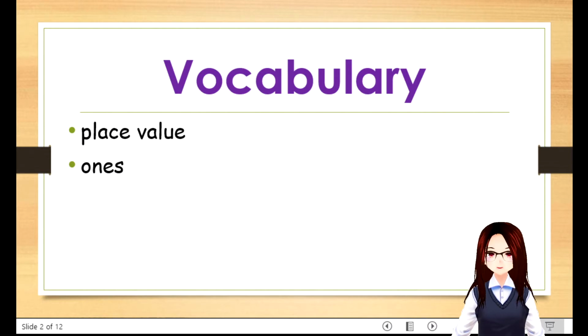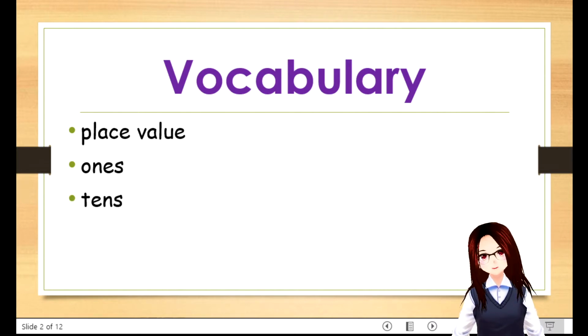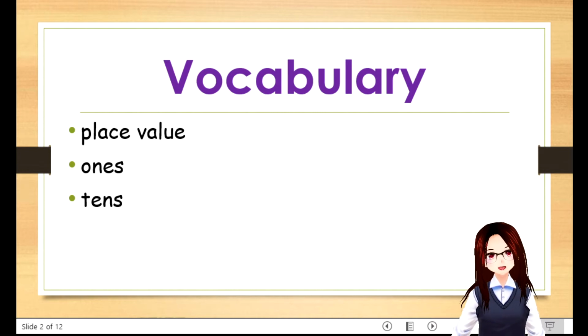Ones. Repeat after me. Ones. Let's spell ones. O N E S. Ones. Tens. Repeat after me. Tens. Let's spell tens. T E N S. Tens.